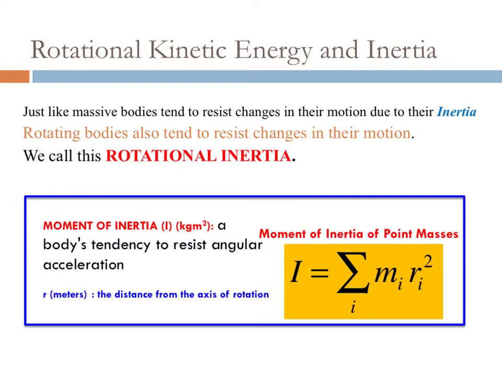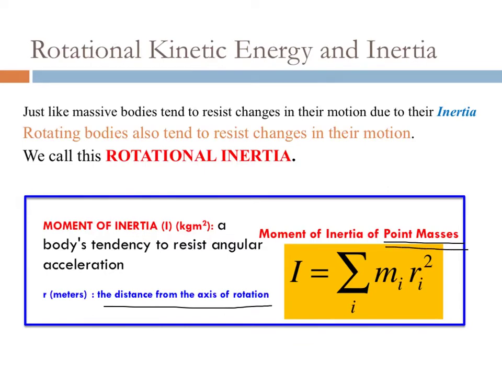Well, rotating bodies also have a tendency to resist changes in their motion, and this is called rotational inertia. The way we're going to calculate it is we're going to get the sum of the mass times the distance that this mass is away from its axis of rotation, and we're going to square that distance. Now, this equation is specifically to calculate the moment of inertia of point masses.